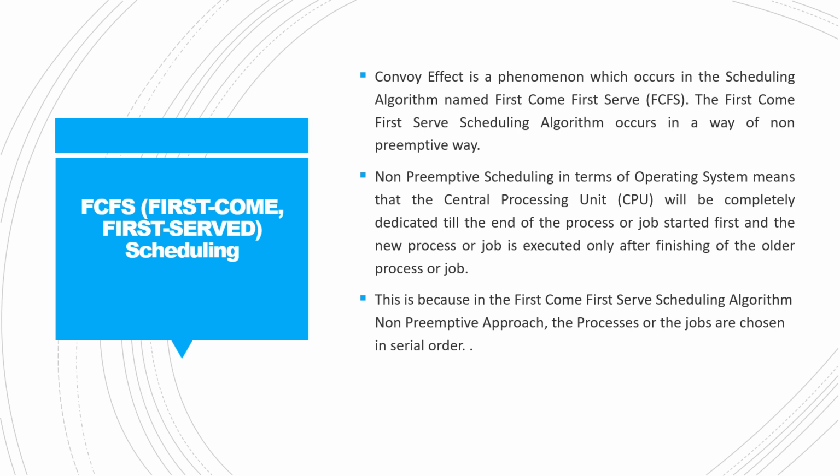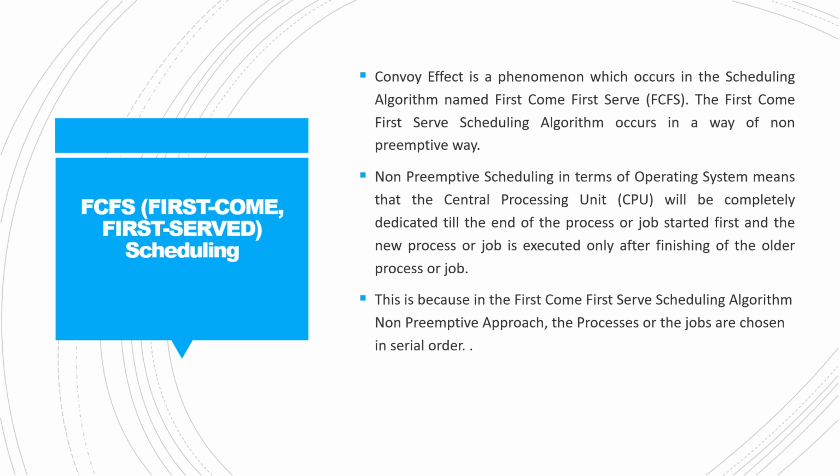The first non-preemptive algorithm is FCFS, that means first come first serve scheduling. The convoy effect is a phenomenon which occurs in the scheduling algorithm named first come first serve. The first come first serve scheduling algorithm works in a non-preemptive way.